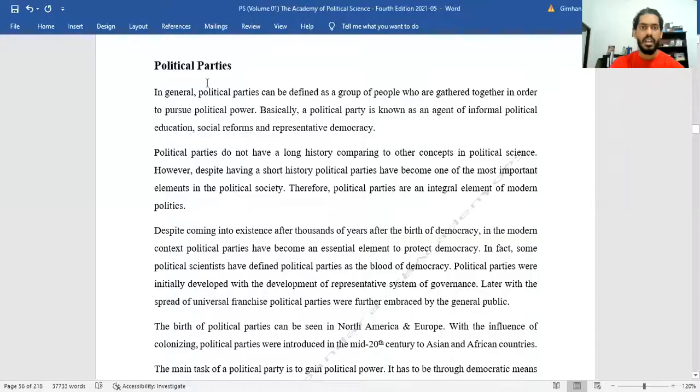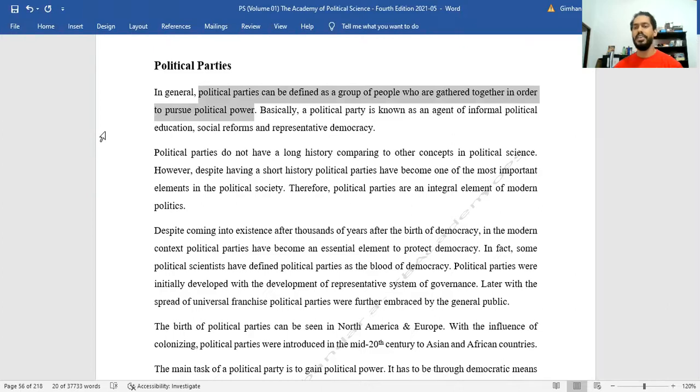Okay. And we need to be familiar with the definition of a political party, right? What is the definition of a political party? Let's take a look at the definition of a political party. In general, political parties can be defined as a group of people who are gathered together in order to pursue political power. Right? So it's a group of people. So there are so many groups of people, right? People get gathered for different reasons.